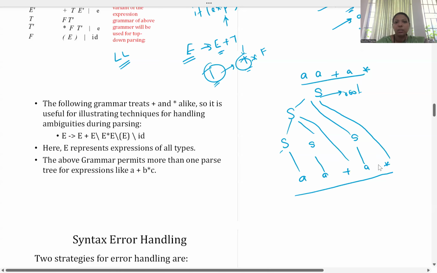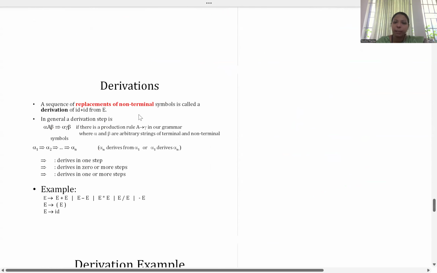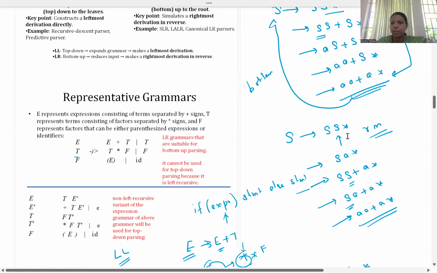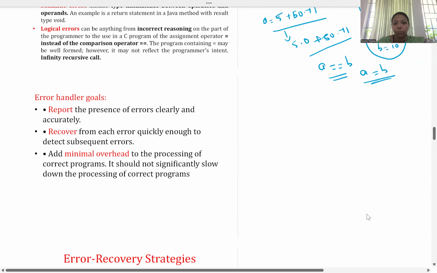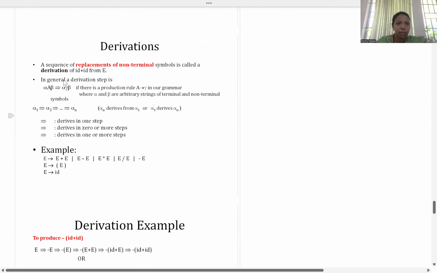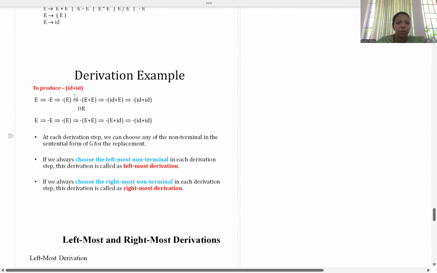So what is a derivation? A sequence of replacements of non-terminal symbols is called a derivation. See here, this capital S is a non-terminal, right? So this is sequentially derived to bring the output string. That is what is called derivation. Usually a production can be like this, and further it will be replaced until we get the output string. So here is our example. If I want to get the output string parenthesis ID plus ID parenthesis, how will we derive it from that production?